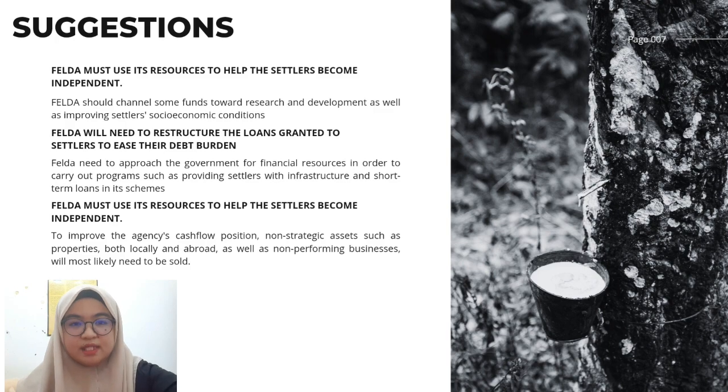Now I'm going to present the suggestions. First, Felda must use its resources to help the settlers to become independent. This entails providing comprehensive technical training to the settlers. A significant investment is required to increase their capacity and allow them to advance the supply chain. Felda should also channel some funds toward research and development, as well as improving the settlers' socio-economic condition through knowledge of information, communicating certification, mechanization, and automation.